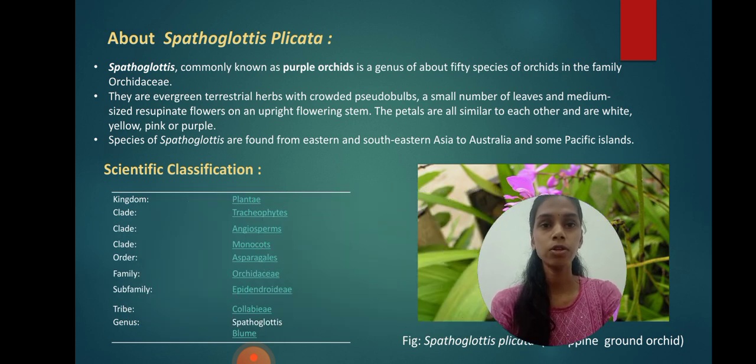Spathoglottis is commonly known as purple orchid and is a genus of about 50 species of orchids in the family Orchidaceae. They are evergreen terrestrial herbs with crowded pseudobulbs, a small number of leaves, and medium-sized resupinate flowers on an upright flower stem. The petals are all similar to each other and are white, yellow, pink, or purple. So these are some scientific classification details of the Spathoglottis plicata bloom.